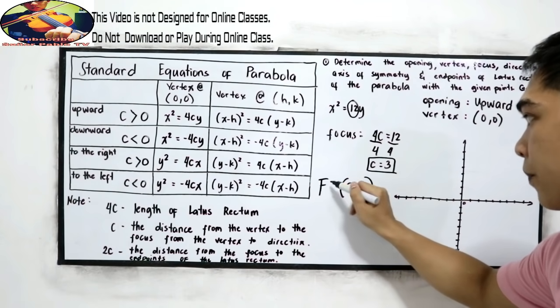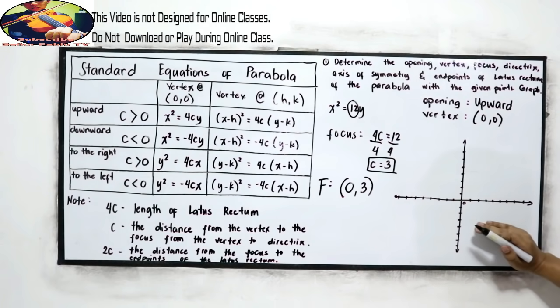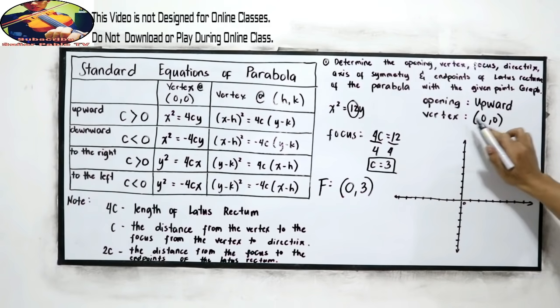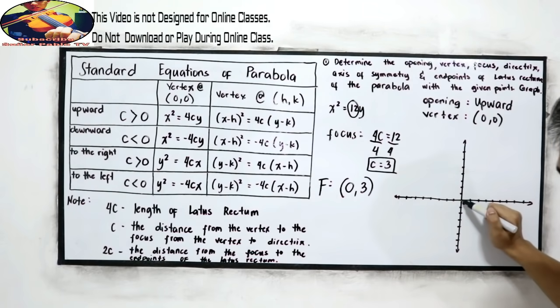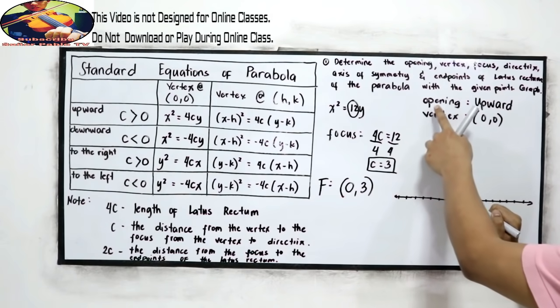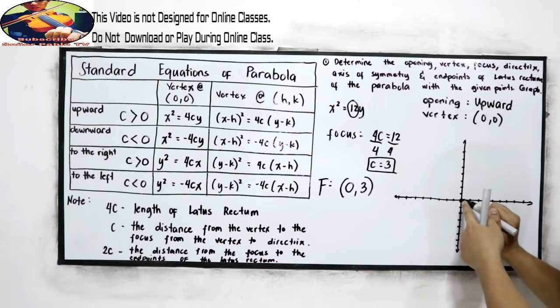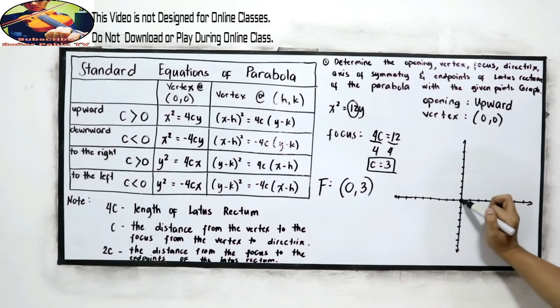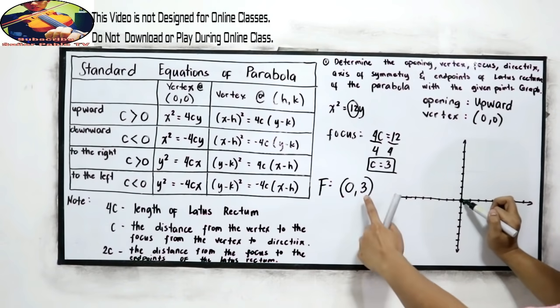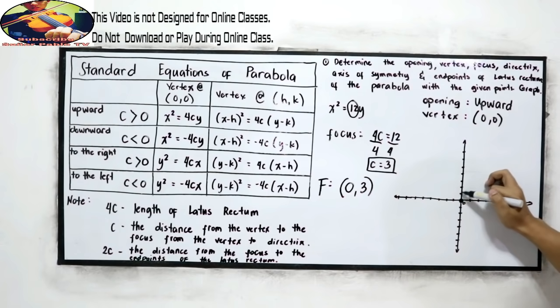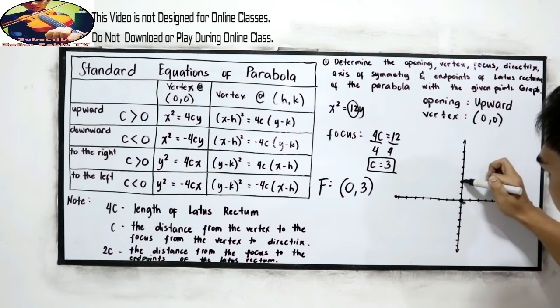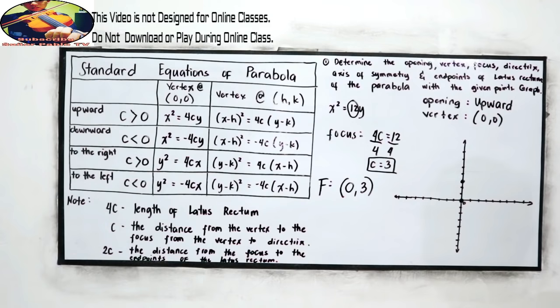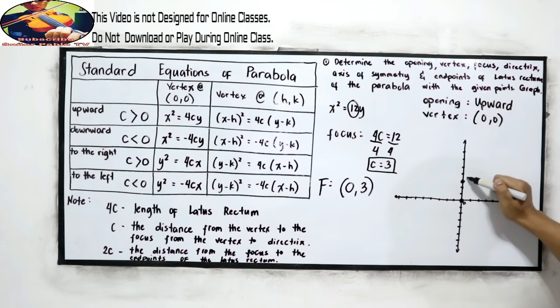This is our focus. Now let us plot in our Cartesian plane. We know that our vertex is 0, 0. So let us locate 0, 0 in our origin. Then our focus, we know that it's open upward. So that means it is located up of our origin. So 0, 3, locate the focus. 1, 2, 3. This will be our focus.